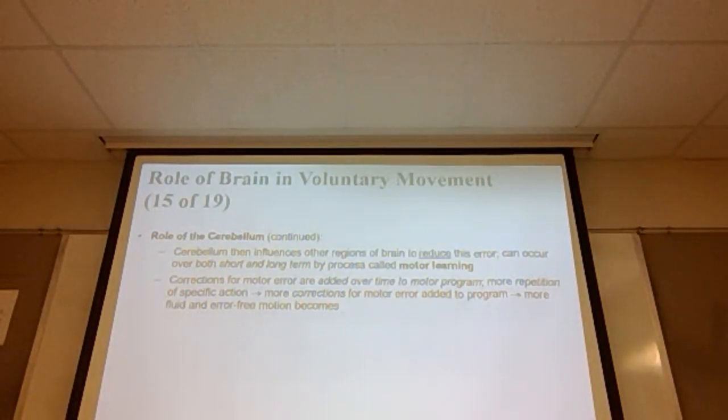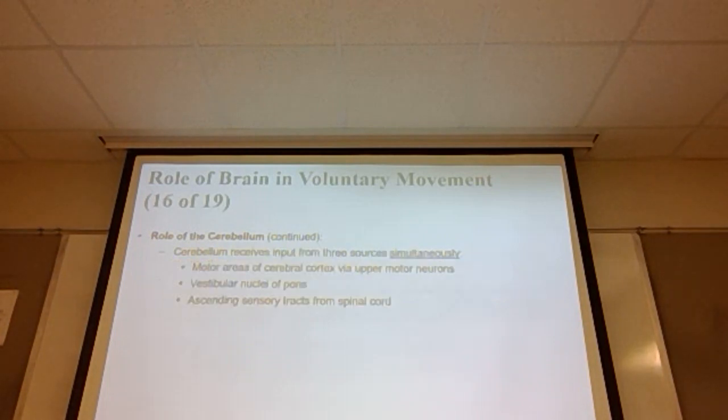Corrections to motor errors are added over time to the motor program. The more repetition of a specific action, the more corrections for the motor error are added to the program, and the more fluid and error-free motion becomes the norm. Think about when your little toddler first learned to walk. At first, they were very unsteady, but then after they did it a little while, it just seems like almost overnight they go from barely even being able to walk from the coffee table to the couch to running across the room at a rate that you can't hardly keep up with them.